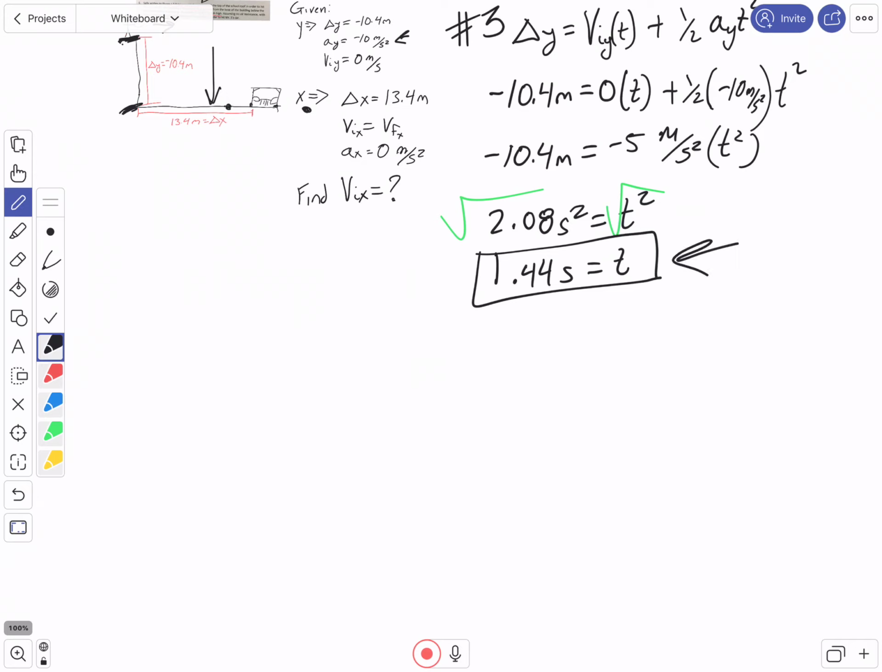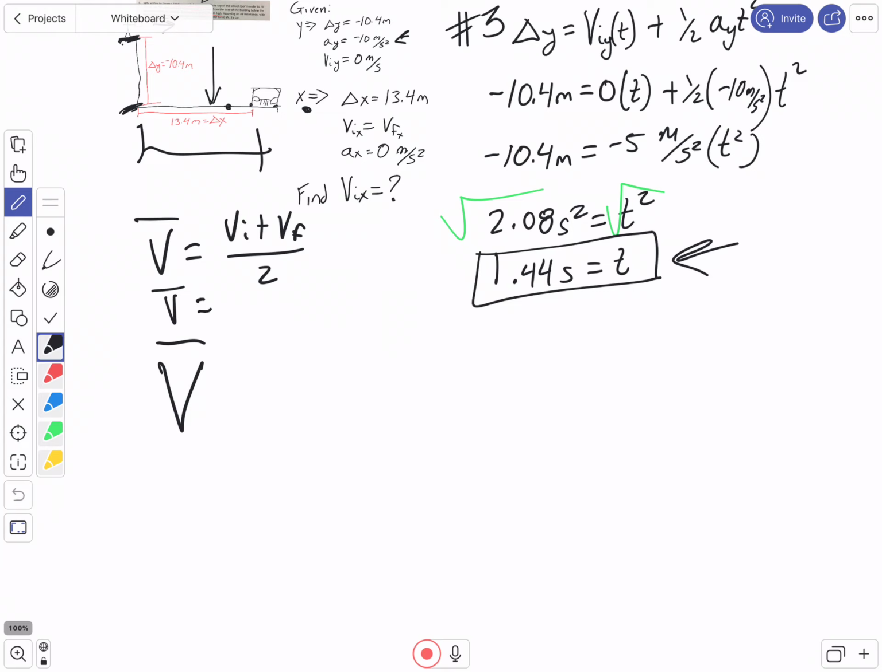Now that we have how long, and we have our distance in the x direction, and we know our v initial is equal to our v final, so our v average is the same as our v initial, because remember, v average is equal to v initial plus v final divided by 2. And if these two are equal, you'll just end up with v average is equal to vi is equal to vf.